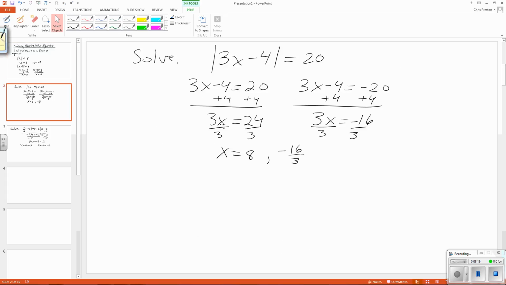Same thing on this second example. 3x minus 4. Again, I didn't try to change any signs here. I just said 3x minus 4, that whole thing is either 20 or that 3x minus 4 equals -20.